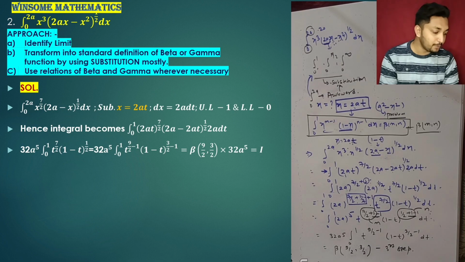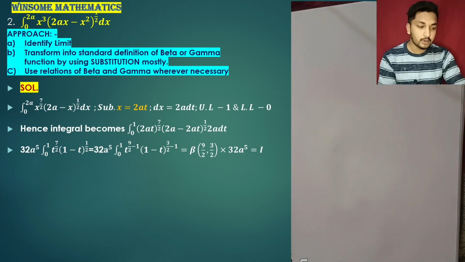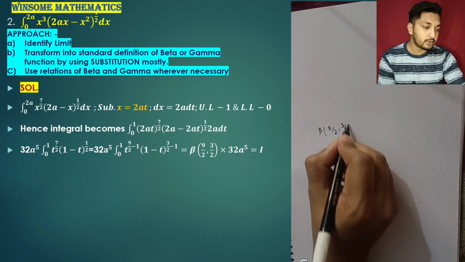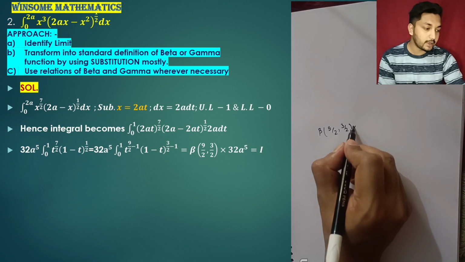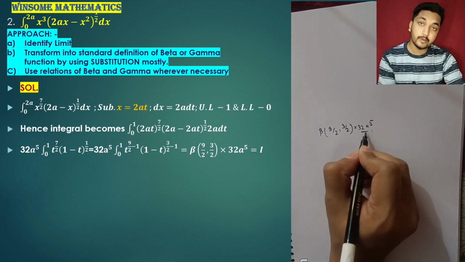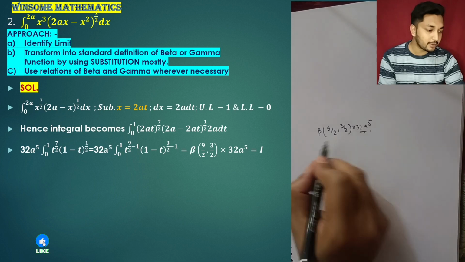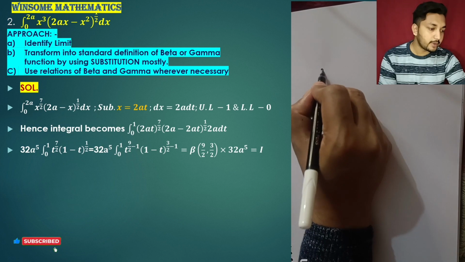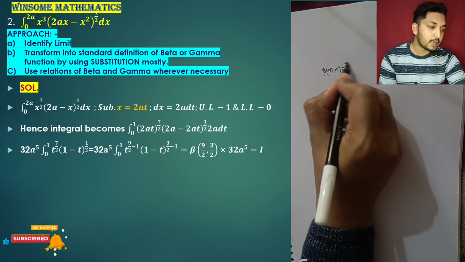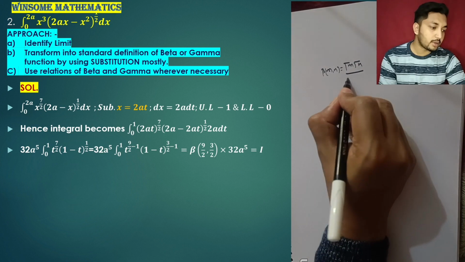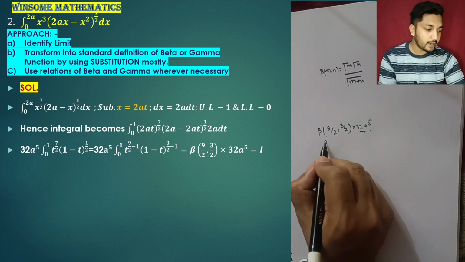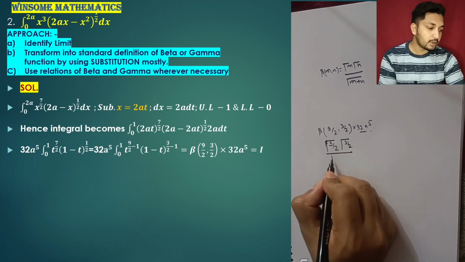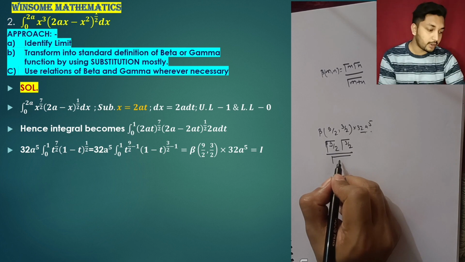Okay. So clear to you? So we will use it. Okay. So our beta 9 by 2 comma 3 by 2, and 32a to the power 5 is multiplying. Okay. So don't worry for this. We will write it in the next step, because this is multiplied. So we know that beta mn is equal to, what is beta mn? Beta mn is equal to gamma m gamma n upon gamma m plus n. So we will write this directly: gamma 9 by 2, gamma 3 by 2 upon gamma 9 plus 3, 12 by 2, that is 6.